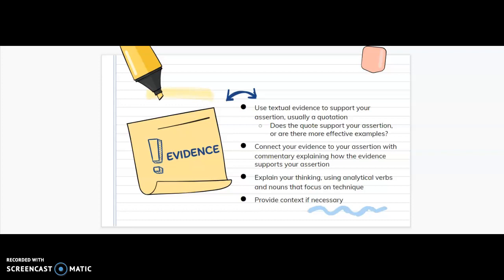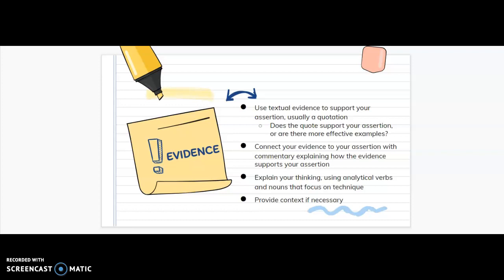Don't assume that the reader of your analysis knows what you mean without you explaining it. Don't fall into the trap of thinking that it's obvious just because your interpretation might be different from someone else's. You need to explain your thinking, and it's really helpful to use those analytical verbs. You have that list of analytical verbs, and a list of nouns that focus on technique. Those will help you make some determinations about the author's choices and describe them in terms that focus on the author's purpose.